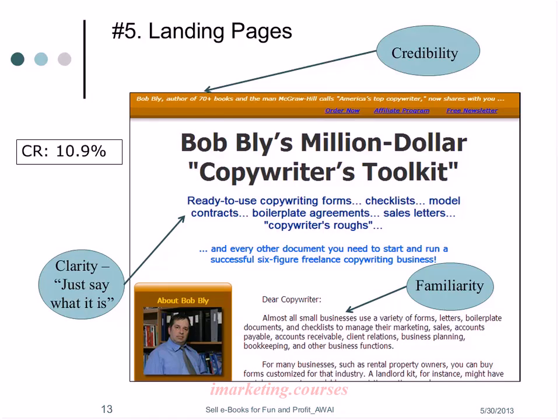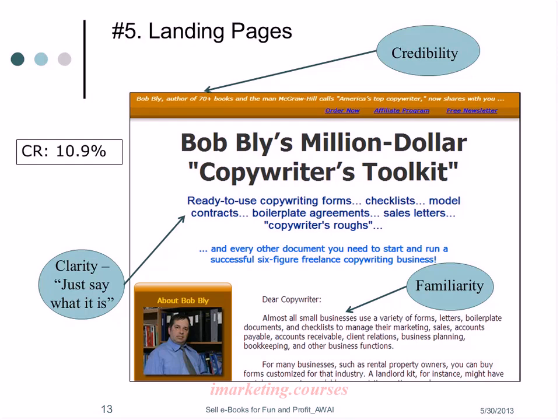And I do that with what we call a credibility pre-head. Underneath, you notice 3 blue buttons: Order Now, Affiliate Program, Free Newsletter. So if someone looks at this and says, I want this, we don't force them to read the whole page and scroll down to find the order button. They can click Order Now right up front.